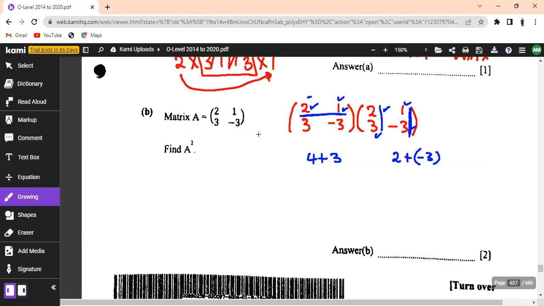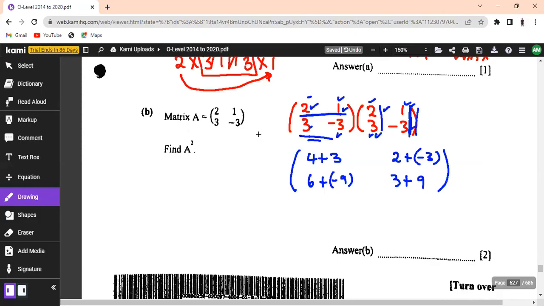Okay, you're done on this row. Then you move on to the next row and this column. So it's 3 and 2, which is 6, plus 3 and minus 3, which is going to be negative 9. Then this row and the last column, which is 3 and 1, which is 3, minus 3 and minus 3, which is going to be a positive 9. So take note, minus and minus is a positive.